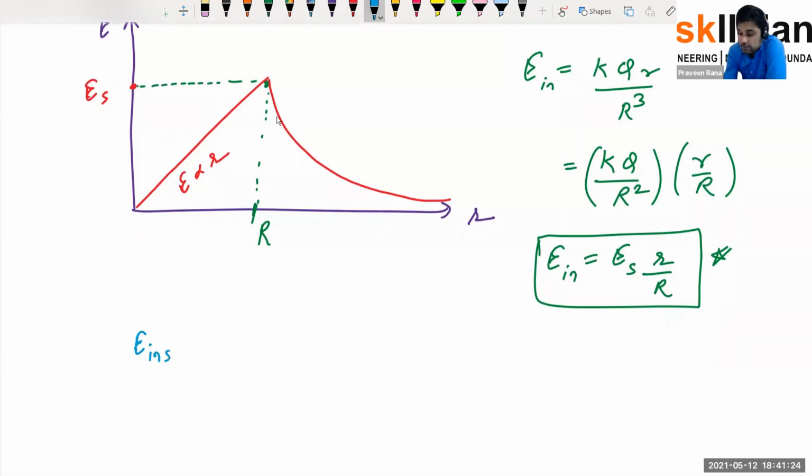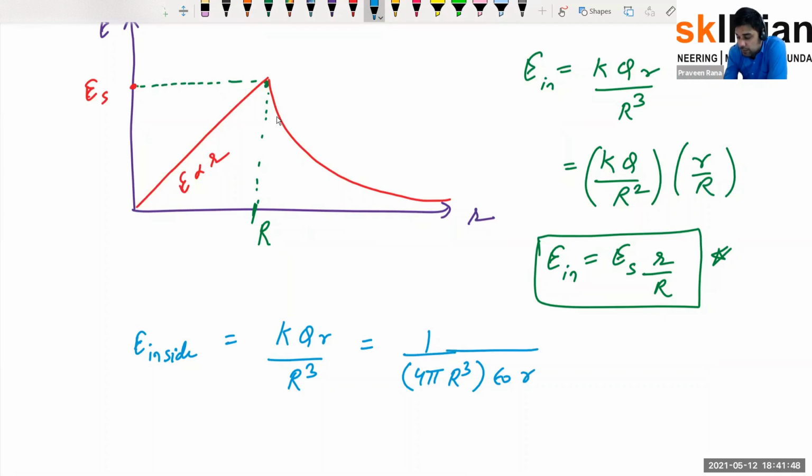Another important formula, for the questions we will discuss later on for cavities: we have electric field as K Q r over R cubed. That was the formula that we derived. Now, please write K as 1 over 4 pi epsilon naught. I think you are aware of that. So I can write this formula like this. Sorry, I made a mistake. The r should be upward, right? Yes.